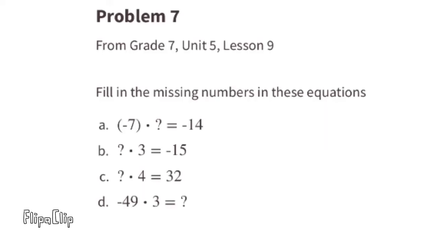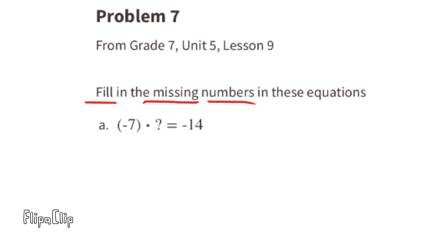Problem number 7 from 7th grade Unit 5, Lesson 9. Fill in the missing numbers in these equations. A. -7 times what number equals -14? Well, 7 times 2 equals 14, and a negative times a positive equals a negative. So -7 times +2 equals -14.